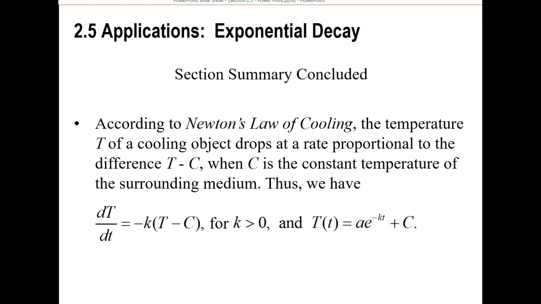And then Newton's law of cooling model for the differential equation is this. However, this is the function form that we utilize to solve problems that involve Newton's law of cooling. Temperature equals A e to the negative kt plus C, where C is the temperature of the room, and then you would calculate the value of A and the value of K based on the given information in the problem. All right, so that is the end of section 2.5.